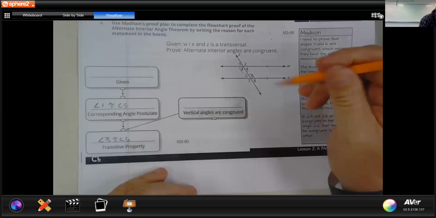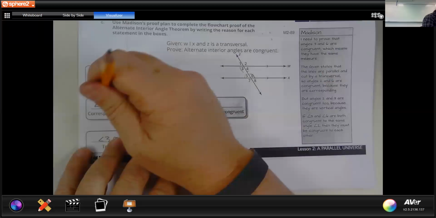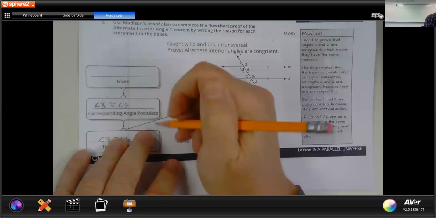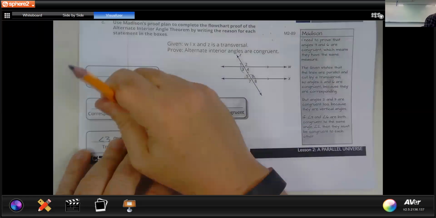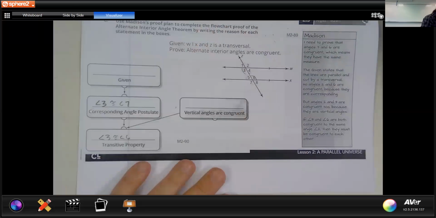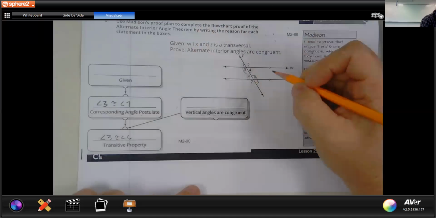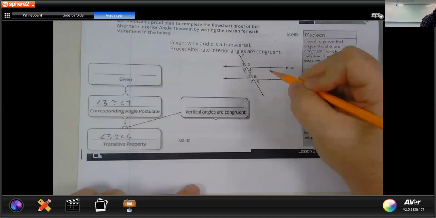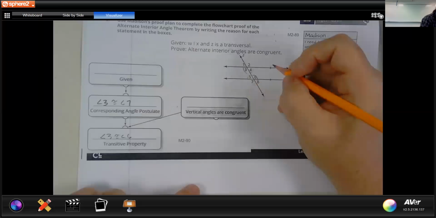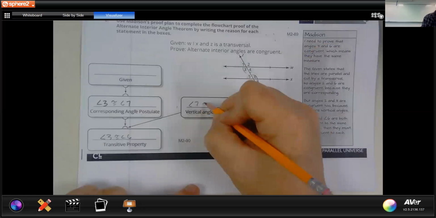Well, I can't do 1 and 5. What am I doing? I'm proving for 3 and 6. Let's go 3 and 7. 3 and 7 are corresponding. So since I'm proving 3 and 6, let's go ahead and say 7 and 6 are our vertical angles. 7 is congruent to 6.